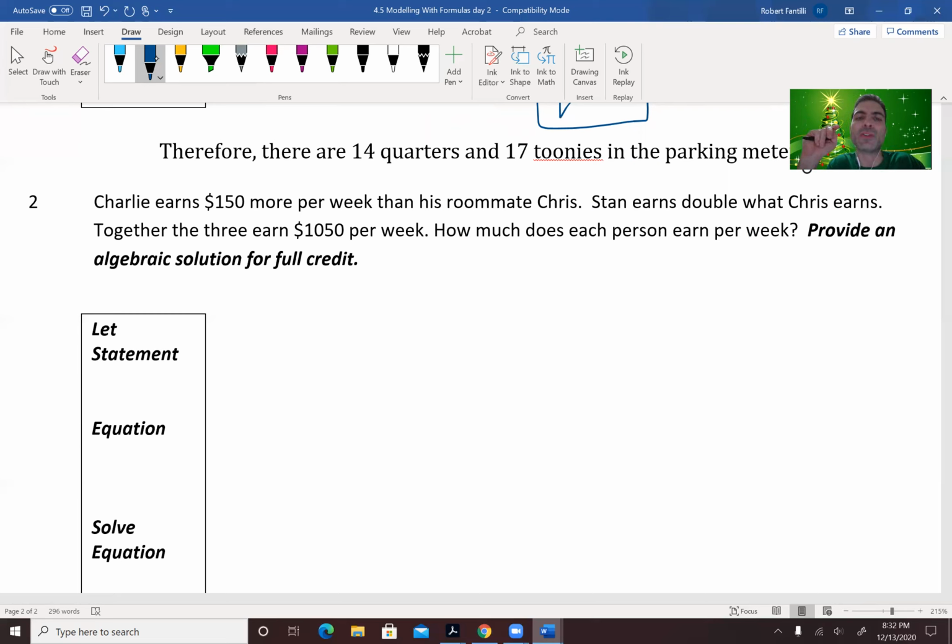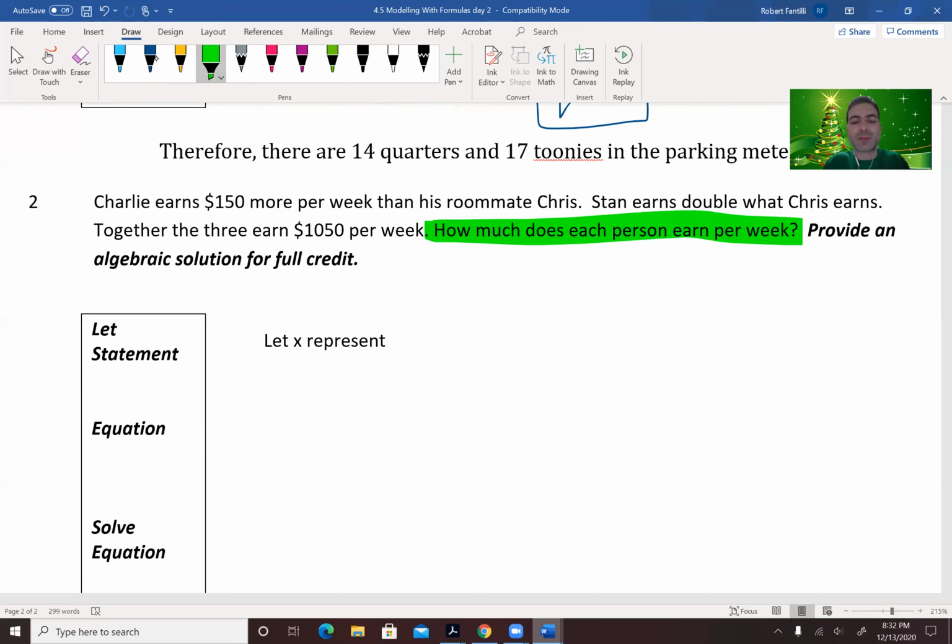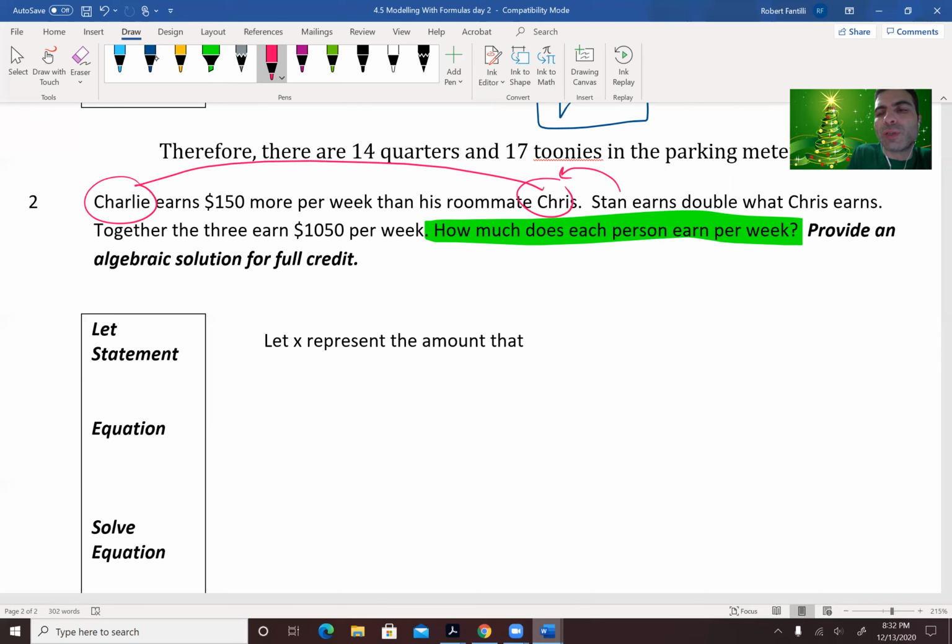Together, the three of them earn $1,050 per week. How much does each person earn per week? Okay, so let statements. Let X represent, again, how much does each person earn per week. Who should X be? I think X should be Chris, and here's why. Because Charlie is in relation to Chris, and Stan is also in relation to Chris. So because they're both in relation to Chris, it's easier to call Chris X. Let X represent the amount that Chris earns per week.